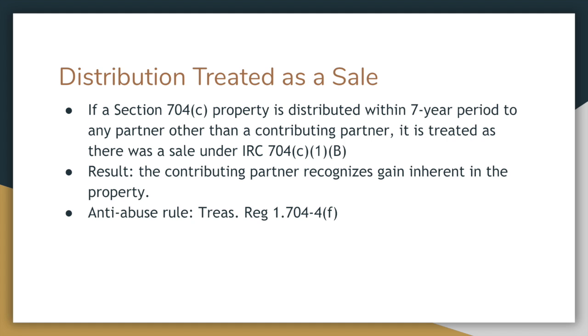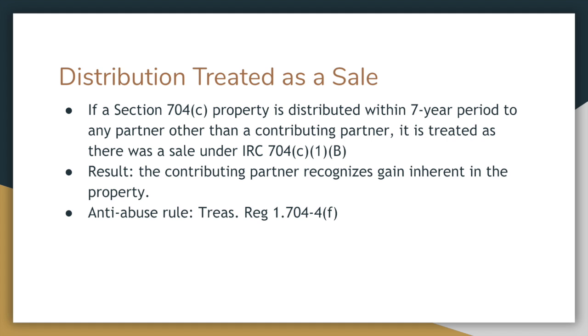Now, when it comes to treatment of sales, Section 704C states that if property is distributed within a 7-year period to any partner other than the contributing partner, it's treated, unfortunately, as a sale. This forces the contributing partner to recognize any gain that was inherent in the property at time of contribution to the partnership, and ultimately it alters the inside basis of the property prior to it being distributed. Other partners may not be affected by the deemed sale, though.